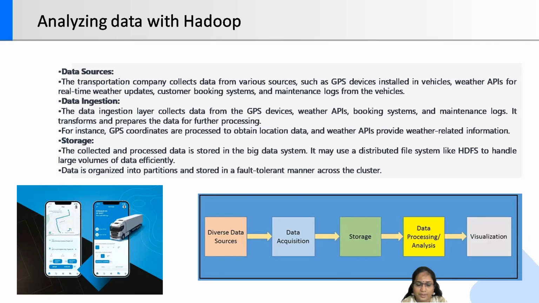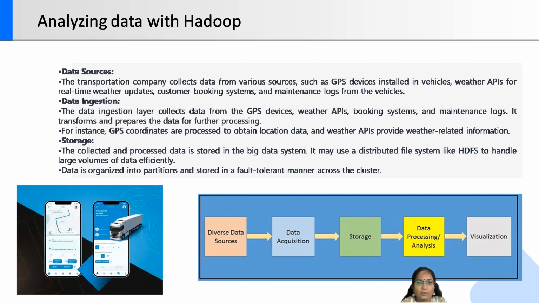the vehicle systems. So once the data is collected, the next step is that we have to do further processing. For example, GPS coordinates are processed to obtain the location data, and similarly, weather APIs provide weather-related information. So we have to pre-process this data.